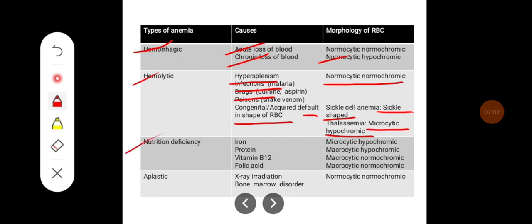Then nutritional deficiency, where iron deficiency leads to microcytic hypochromic anemia, protein deficiency leads to macrocytic hypochromic anemia, vitamin B12 deficiency leads to macrocytic normochromic anemia, and folic acid deficiency leads to macrocytic normochromic anemia. Then aplastic anemia, where there will be pancytopenia, that is a decrease in RBCs, WBCs, and platelets as well. It is caused by X-ray radiation or bone marrow disorders. The morphology will be normal here.